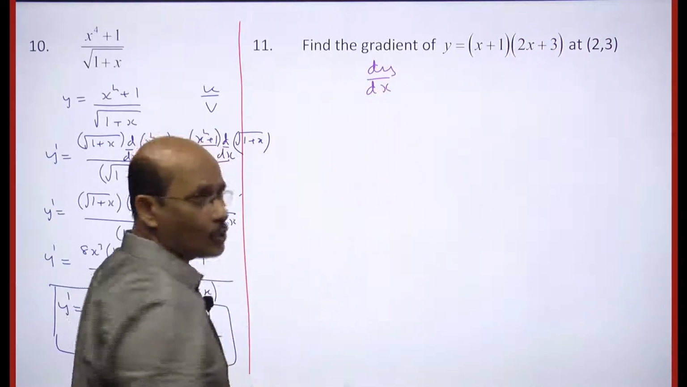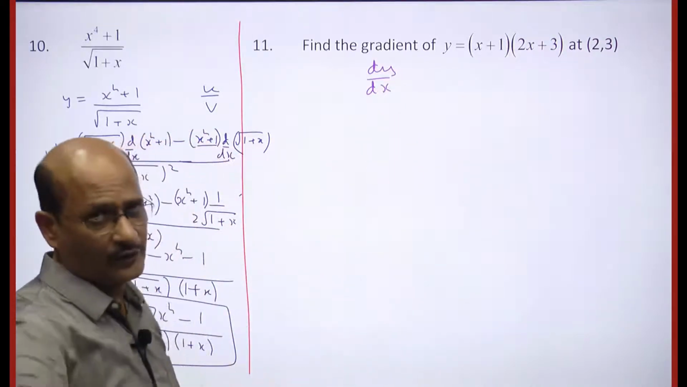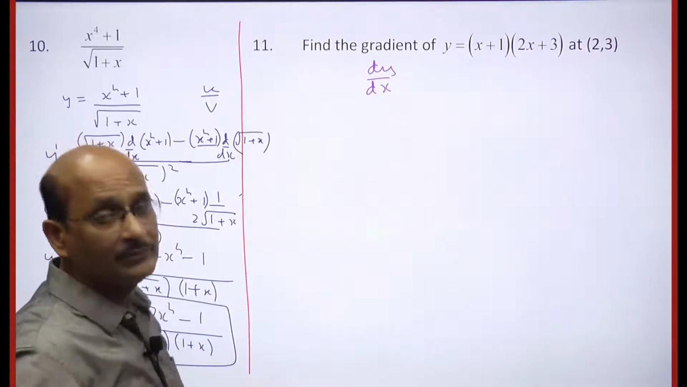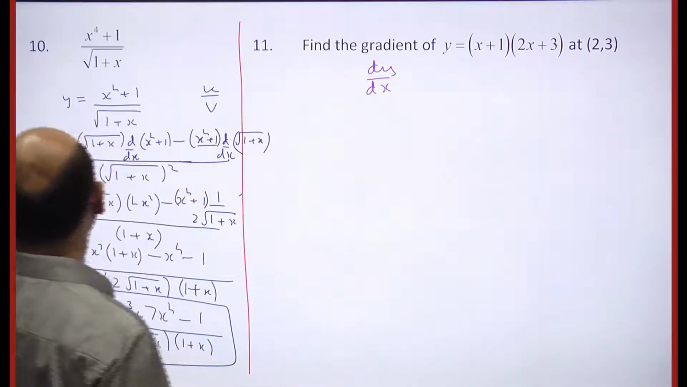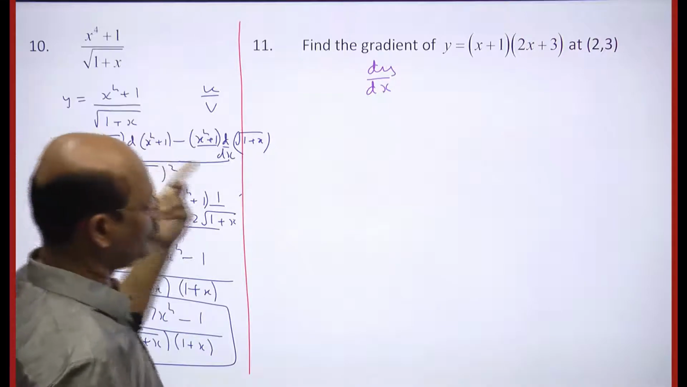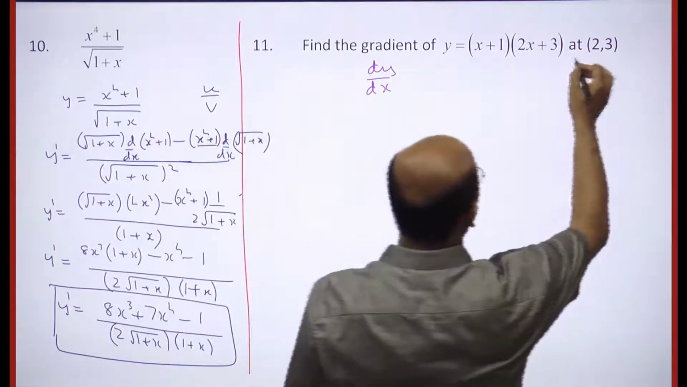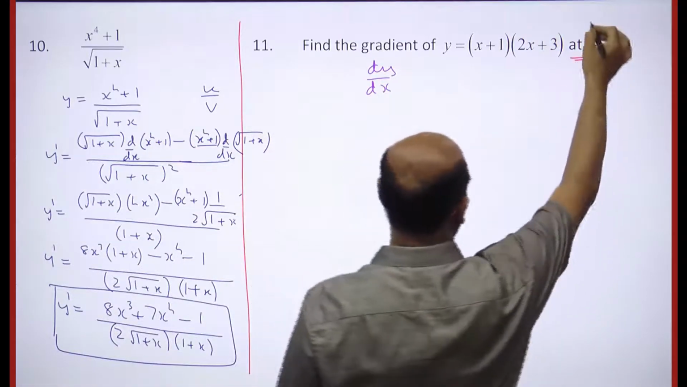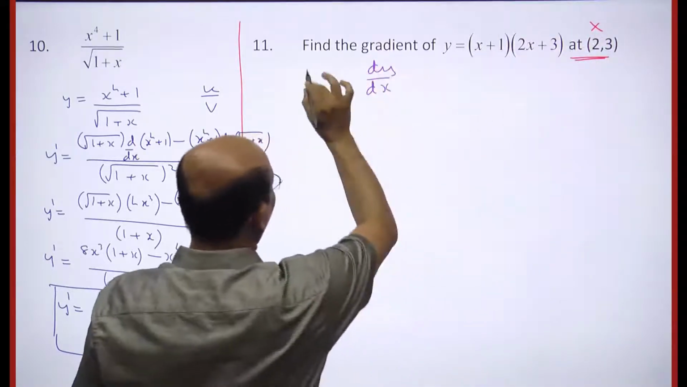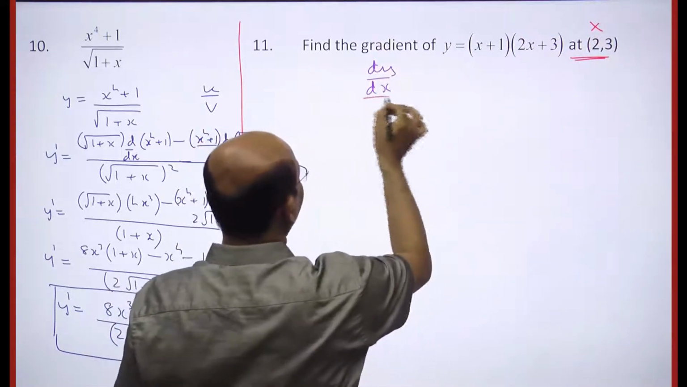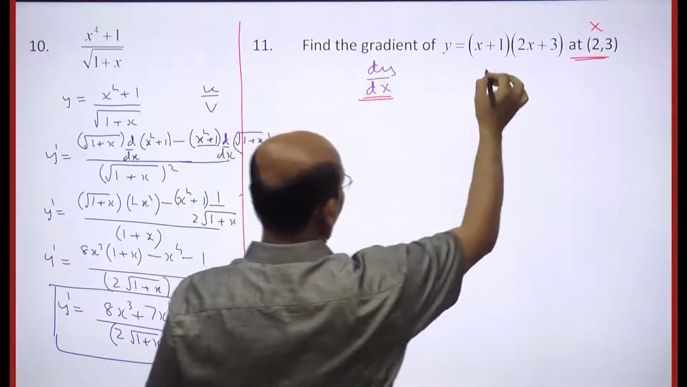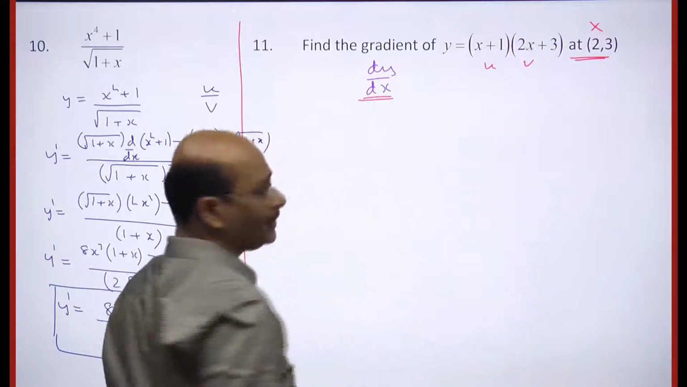Gradient means slope, and slope of a curve, which you have done in 11th standard, is nothing but the derivative. Now here, if you see, there are two ways to do it. This is at (2, 3). Do not worry about this point. Then find the gradient of y. So they are asking to find dy by dx, the slope. This you can say u, this you can say v.